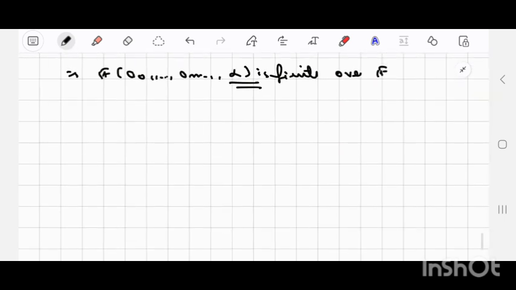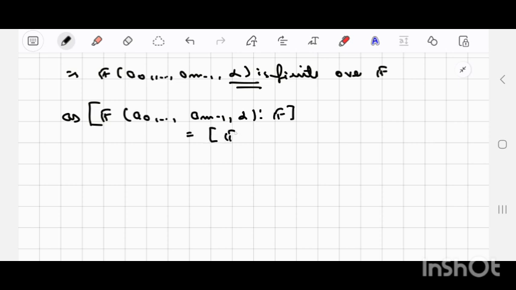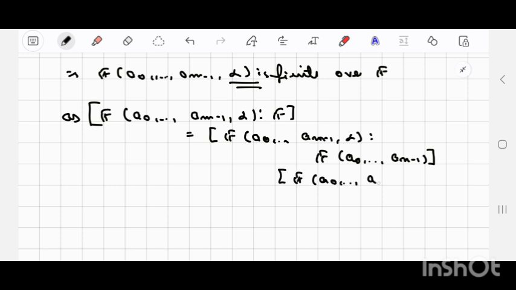Just by the theorem which we have proved previously, the degree of L over F is the same as the degree of L over E times the degree of E over F. So if I take this over F, this is basically the degree of F(a0, ..., a_{m-1}, alpha) as an extension over F(a0, ..., a_{m-1}), times the degree of F(a0, ..., a_{m-1}) over F.